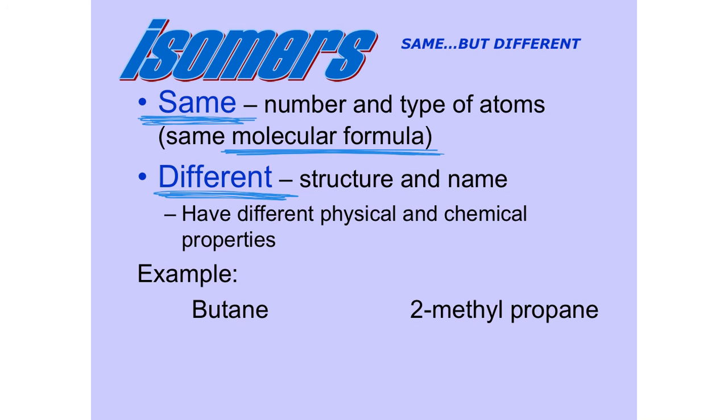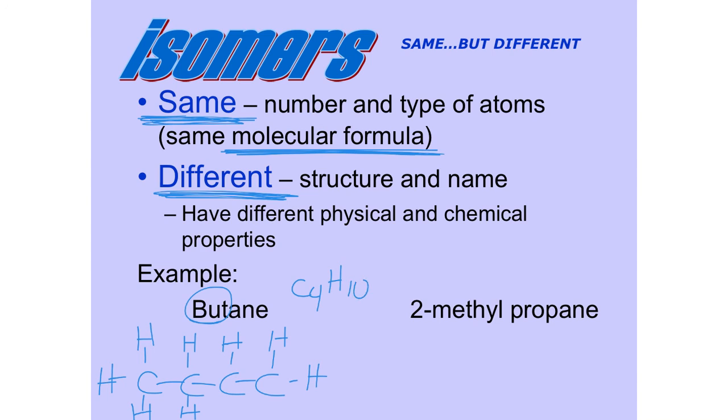So our example is butane and 2-methylpropane. Butane would be 4 carbons connected with single bonds, and then just with the H's coming off of there. When we count up our C's and H's for butane, we would have C4H10. I still need to finish down here. Okay, so C4H10.